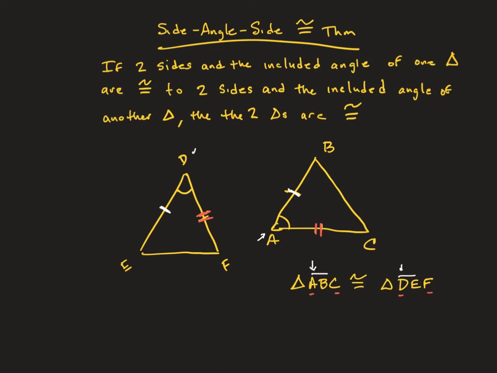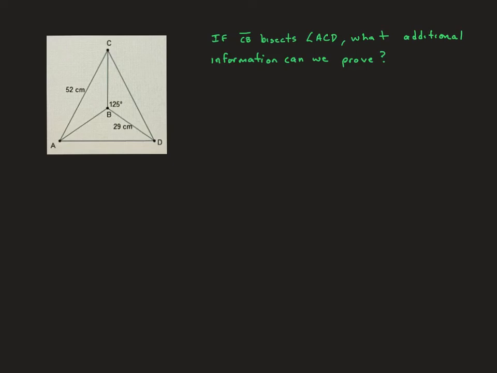So it looks like, there we go, we have two sides and the included angle congruent, therefore these two triangles are going to be congruent. Okay, so given the diagram here, it says that if segment CB bisects angle ACD, what additional information can we prove? All right, so let's see here. It's telling me that CB, right there, is going to bisect my larger angle of ACD. If it bisects, we know that it cuts that angle in half, so those two angles are going to be identical in measure.